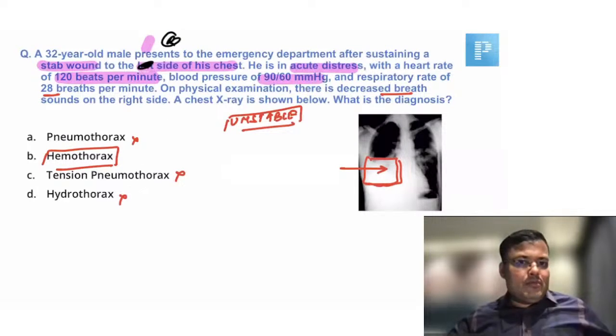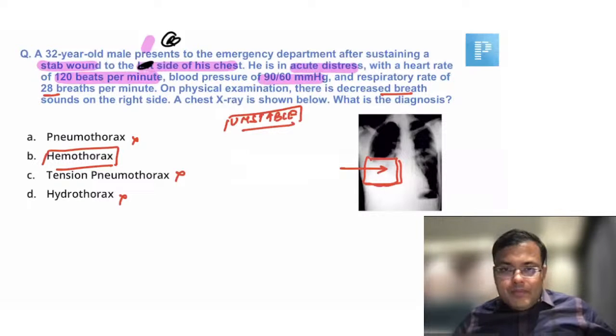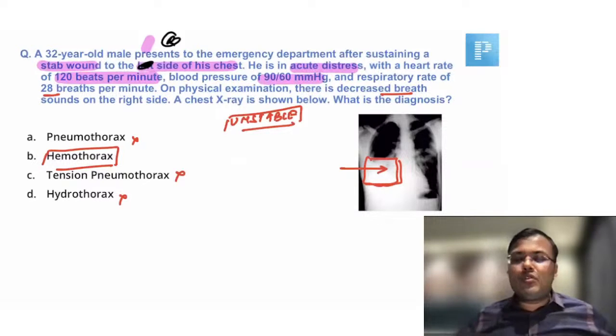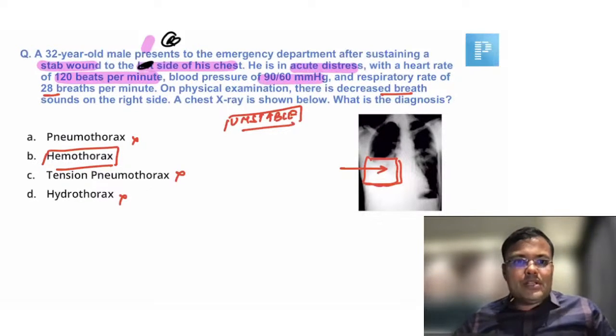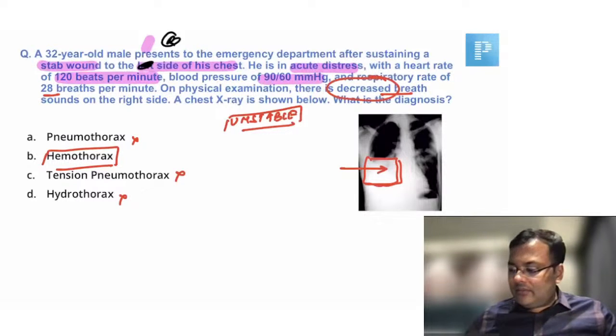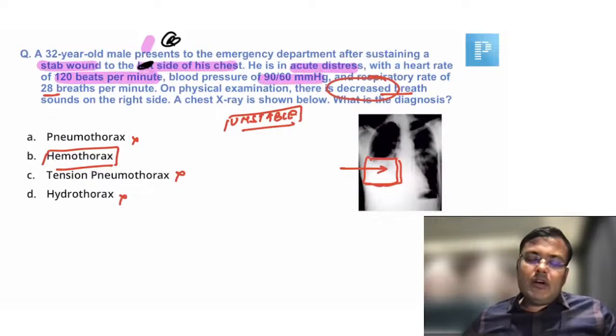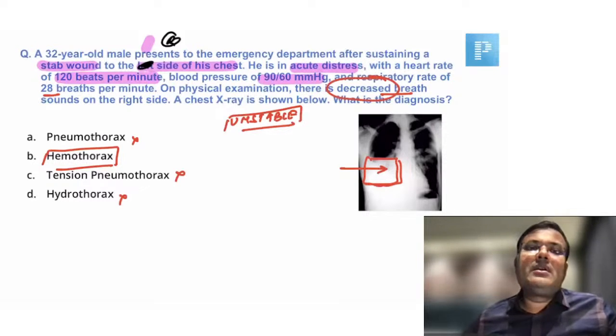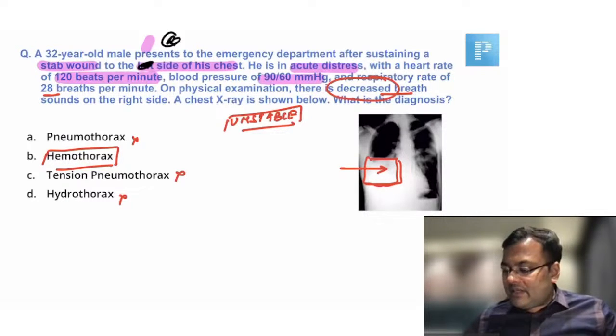What happens in tension pneumothorax? In tension pneumothorax, there will be depressed diaphragm, shift of mediastinum to opposite side. Clear? And the patient will be having absent breath sounds, not the decreased breath sounds. Pulse rate, again, obviously tachycardia, hypotension. But what happens here? Patient will be having dyspnea and tachypnea.